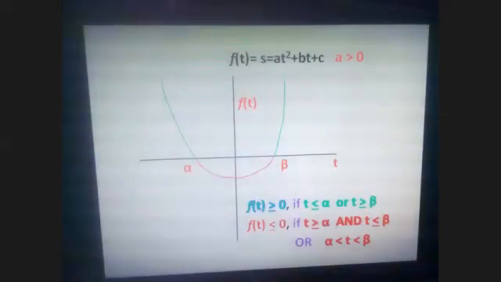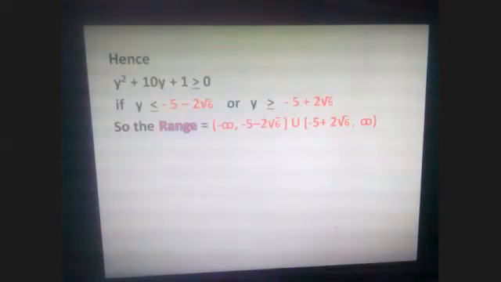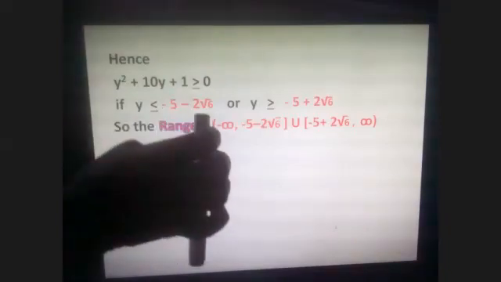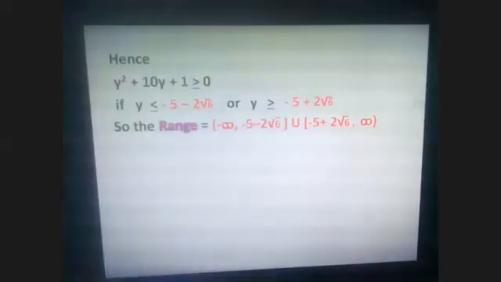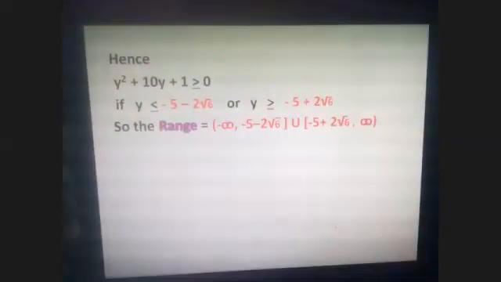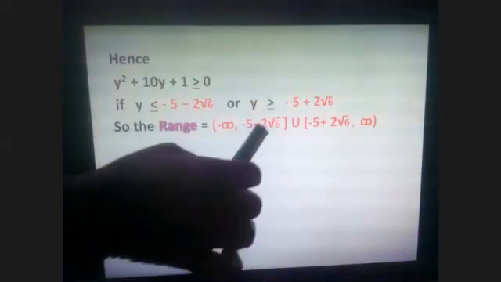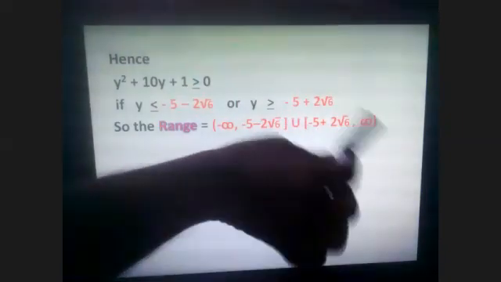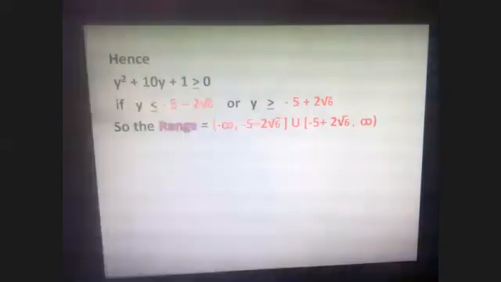Well, our polynomial was y squared plus 10y plus 1. We want it more than or equal to 0, and we have alpha and beta. Alpha is minus 5 minus 2 root 6, and beta is minus 5 plus 2 root 6. So this is more than or equal to 0 when y is less than alpha or more than beta. That is minus infinity to alpha union beta to infinity, or minus infinity to minus 5 minus 2 root 6, closed, union closed, minus 5 plus 2 root 6, that is beta, right?